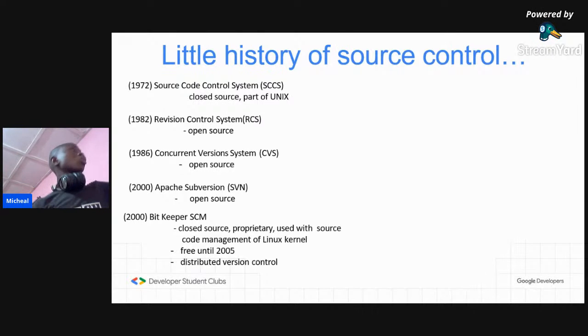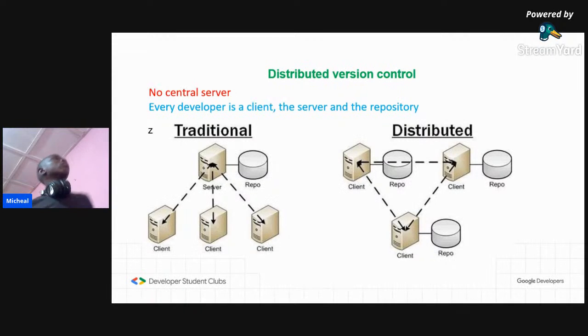Okay, so it was closed source actually, but it was free until 2005. So now, okay, I already explained this. Can you see this diagram now? The traditional one that has been used before was that we have a server. I will talk about repo later. You can see all these systems, all these pieces, they are connected to only one server.